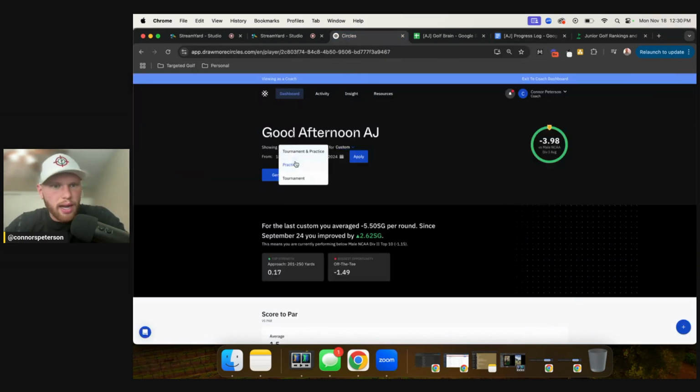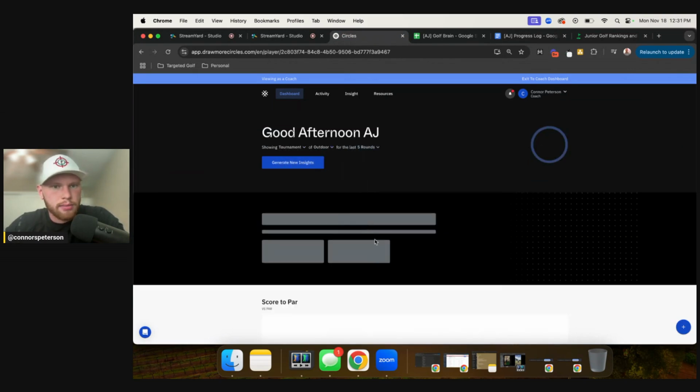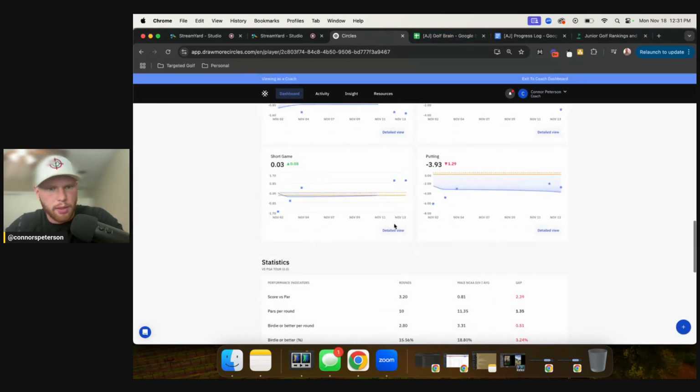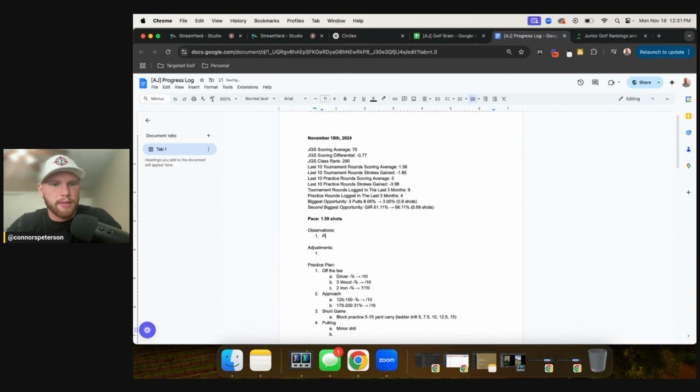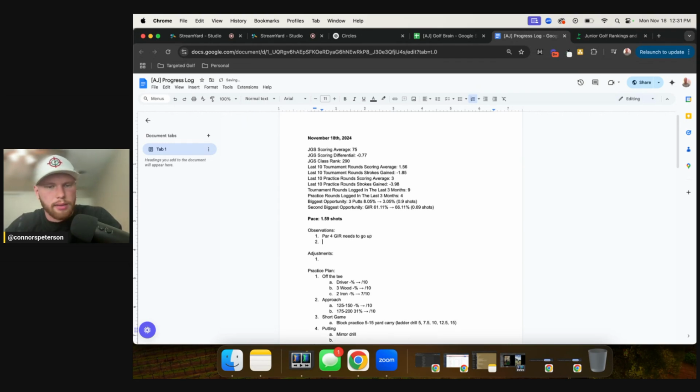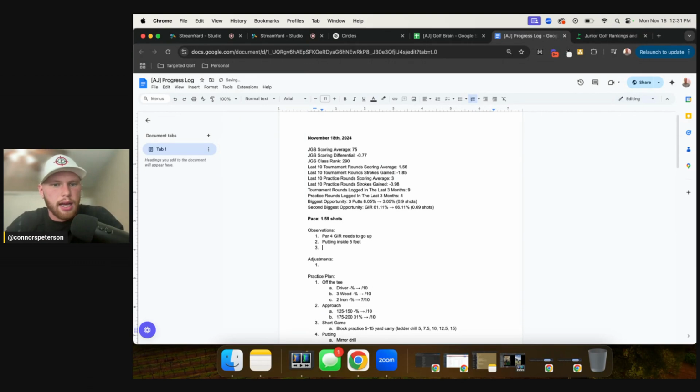So when I'm doing this, I'm going to go back to my initial data here. The first thing I like to do is make observations. Just be like, what's going on here? So if I look at this, I want to see: par 4 GR needs to go up. Putting inside 5 feet. And I'm referencing some stuff from the prior video, so make sure you go watch that video so you know what I'm building on here. Putting outside 35 feet needs to improve.